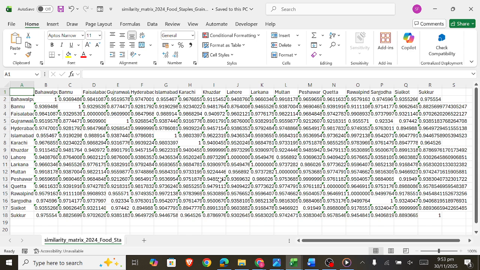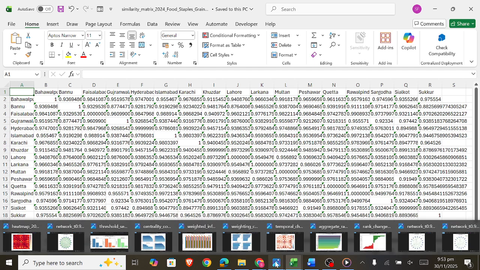Similarity matrix. Briefly, this shows the actual computed values. Using these similarities, we construct weighted and undirected graphs as well.